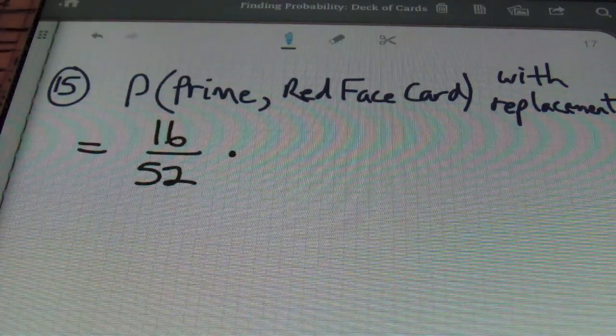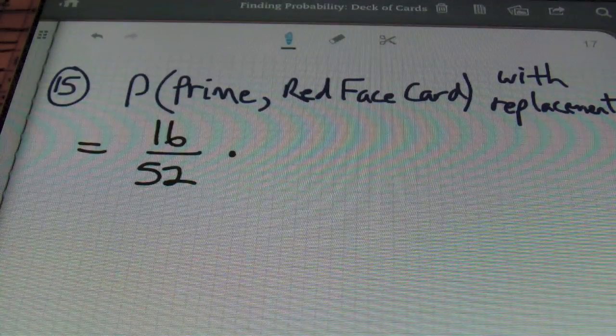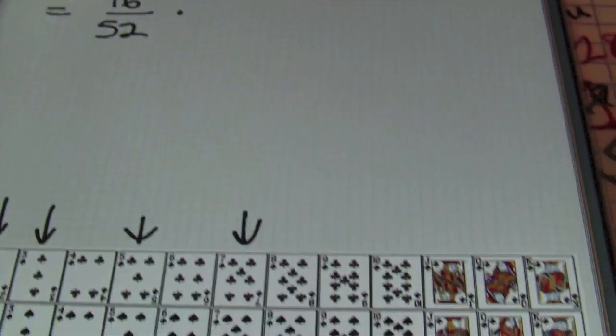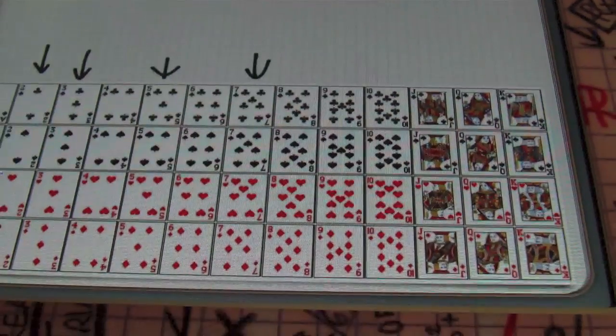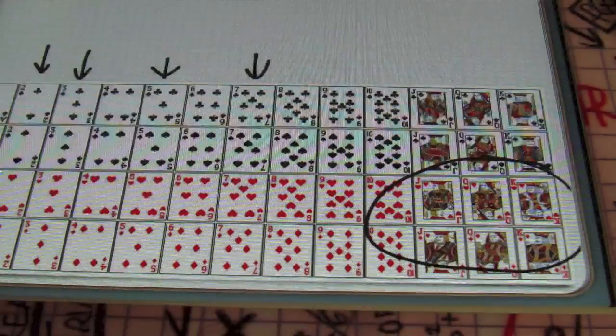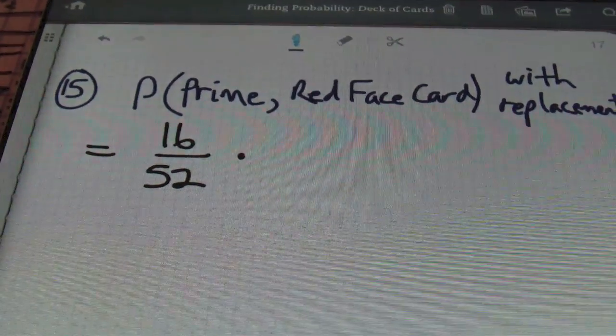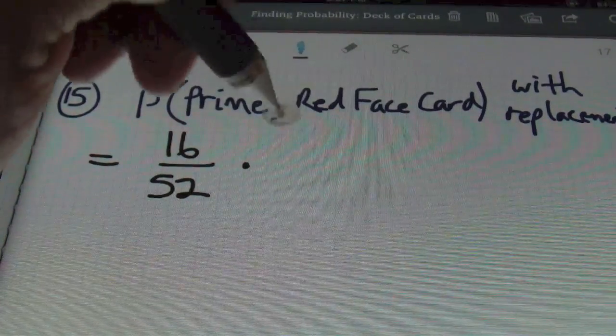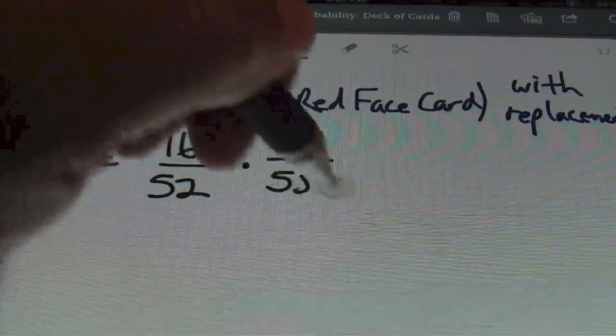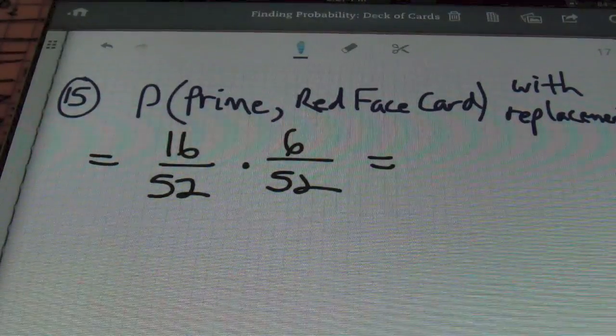Then I'm going to multiply that times the amount of red face cards. Well, our face cards, remember, are Jacks, Queens, and Kings. So it looks like we'll have 6 of those available to us. 6 face cards that are red. So over here, we'll have 6 over 52. And that's how we'll initially set it up.